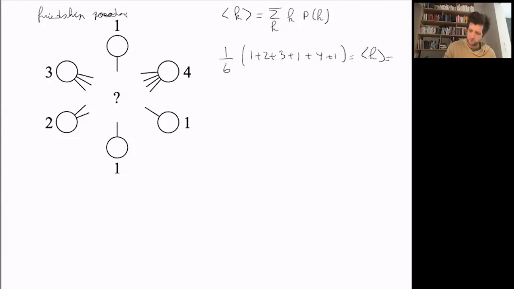And this is going to be equal to 2. So it means that on average, if you take a person at random, that person is going to have 2 friends on average. Yeah? So now what we want to do is to compare.